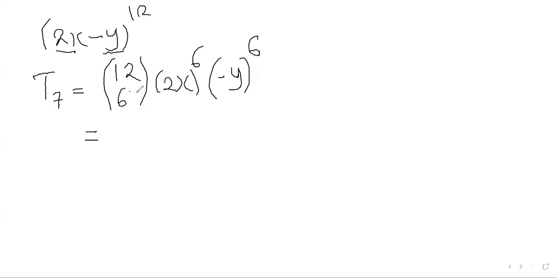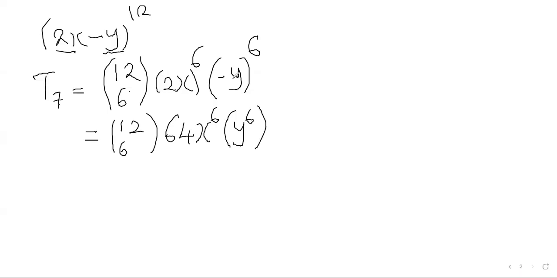So when you look at 2^6, what is the value of 2^6? 2 to the power 6, we have 64. So this piece here, I'll maintain it first before expanding it. So the answer here is 64x^6 multiplied by (−y)^6. 6 is an even number, so the outcome here will be positive. So this is y^6, like that. So all we need to do is to find what is 12 choose 6. What is 12 choose 6?